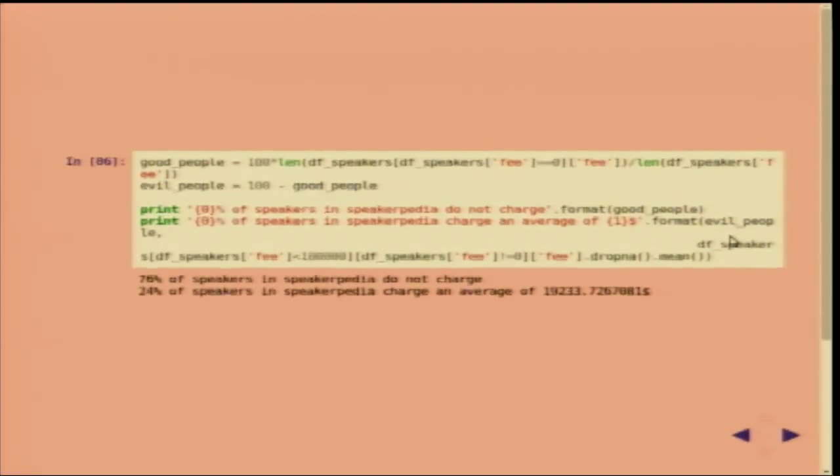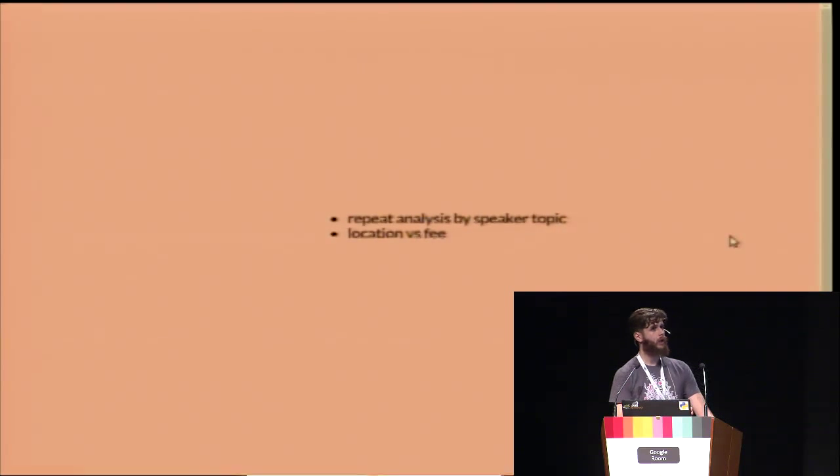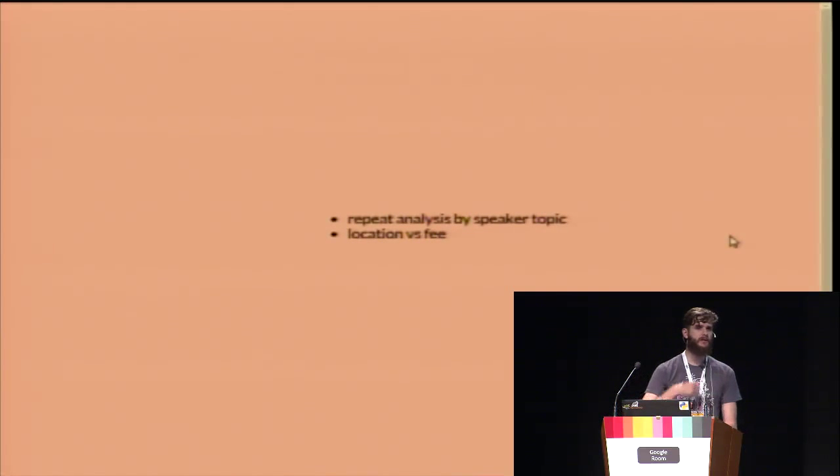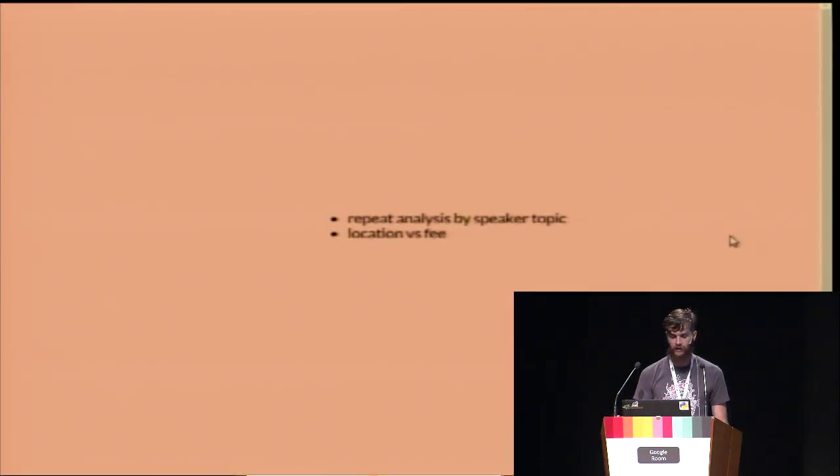Other things that we can do here, and we are not going to do, but we could do stuff like repeat this kind of analysis for a speaker topic and see how different topics have charged differently, maybe, or have a different ratio between people who charge and people who don't charge. That's something very easy. We have a column already for the topic. We can do location versus fee, how fee correlates with the location of the speaker. All those kind of crazy stuff.